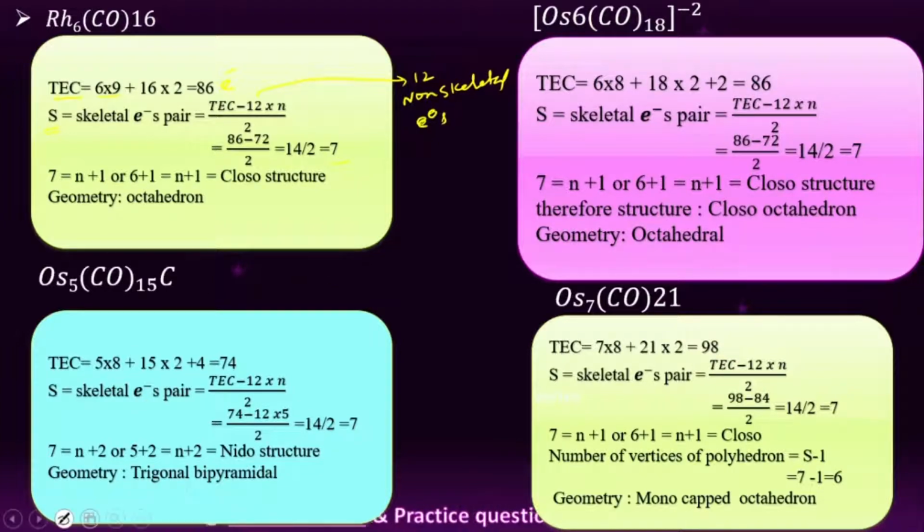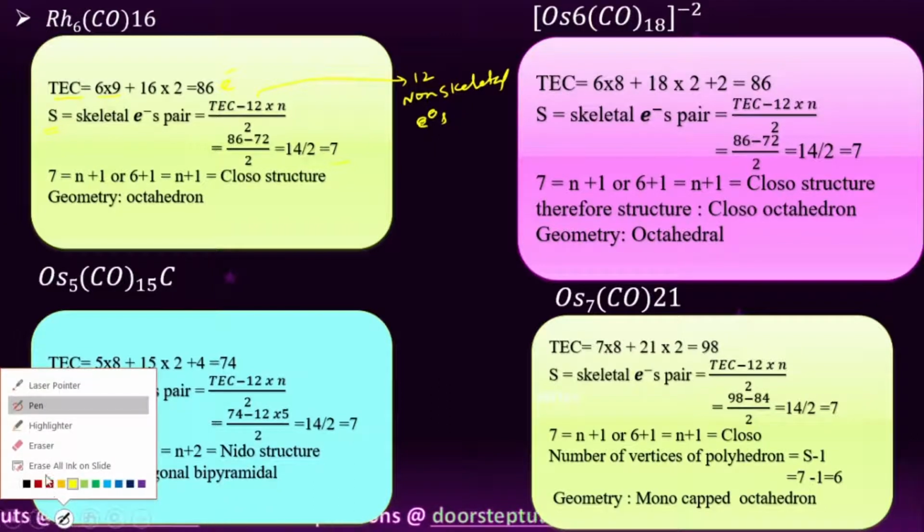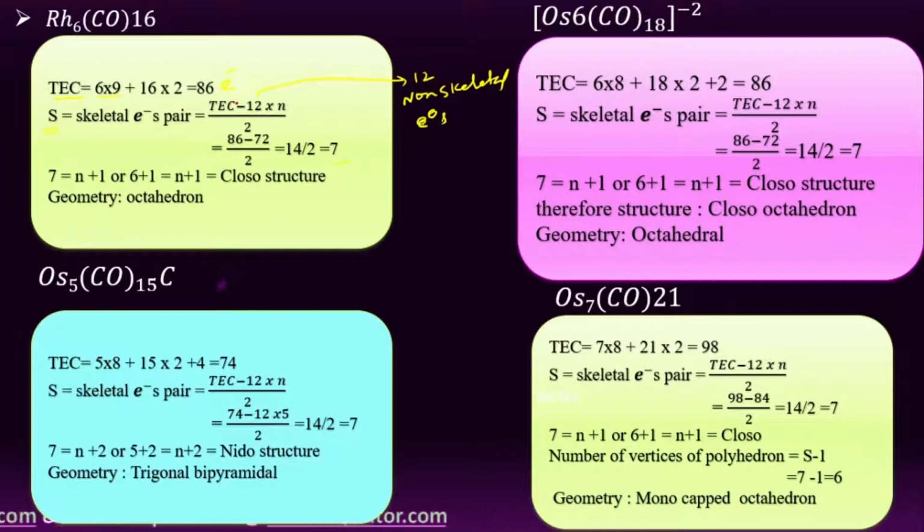So 7 is equal to n plus 1, that is equal to 6 plus 1, 6 metal atoms plus 1. Therefore it satisfies the number of vertices. Then the structure is a closo structure. Generally the geometry is octahedron geometry. Clear student? Right.